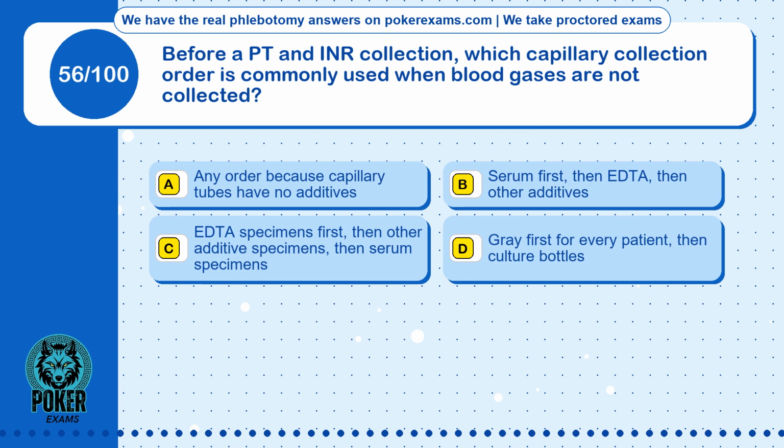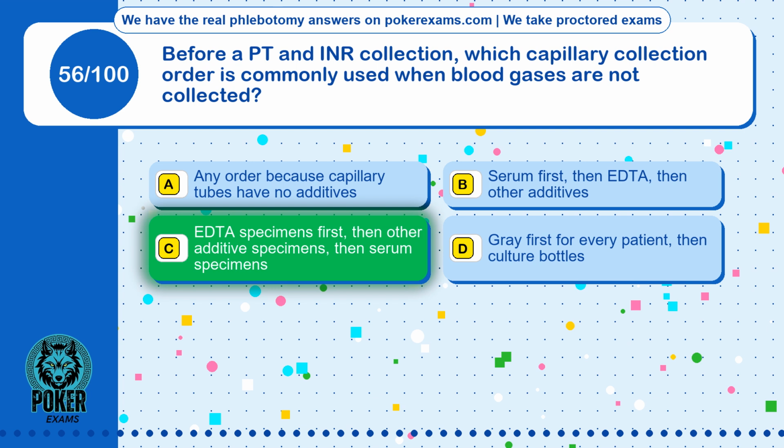Question 56. Before a patient collection, which capillary collection order is commonly used when blood gases are not collected? Option A. Any order because capillary tubes have no additives. Option B, serum first, then EDTA, then other additives. Option C, EDTA specimens first, then other additive specimens, then serum specimens. Option D, gray first for every patient, then culture bottles.